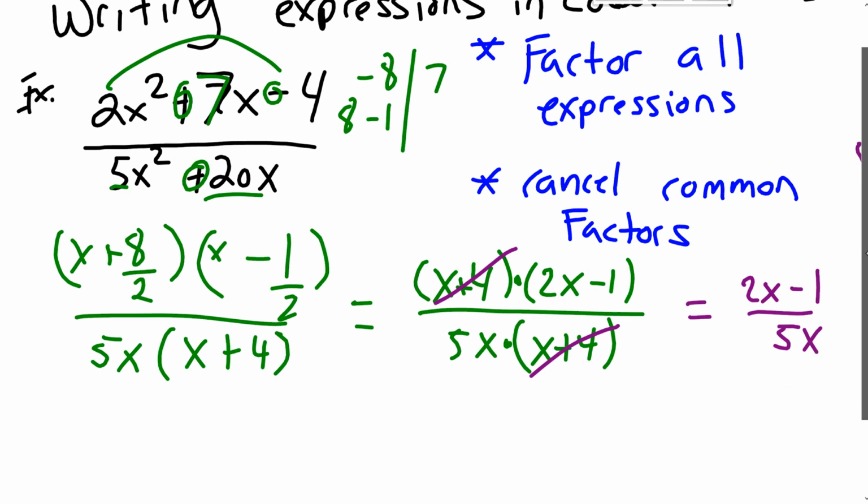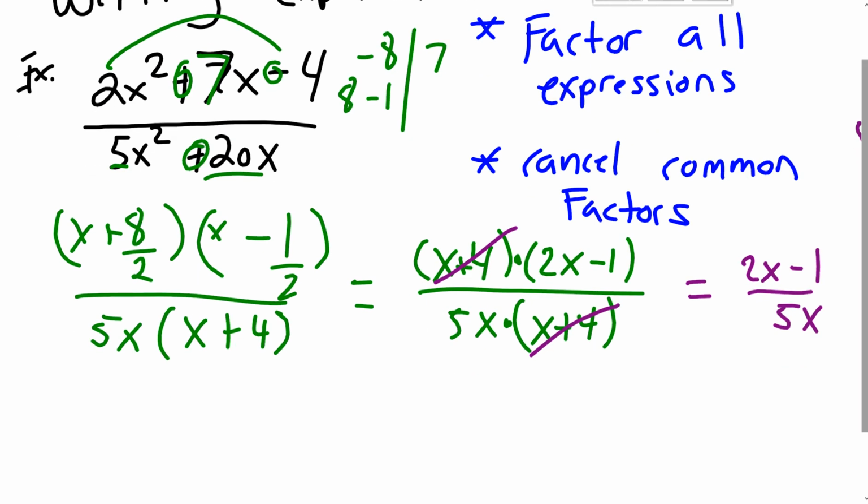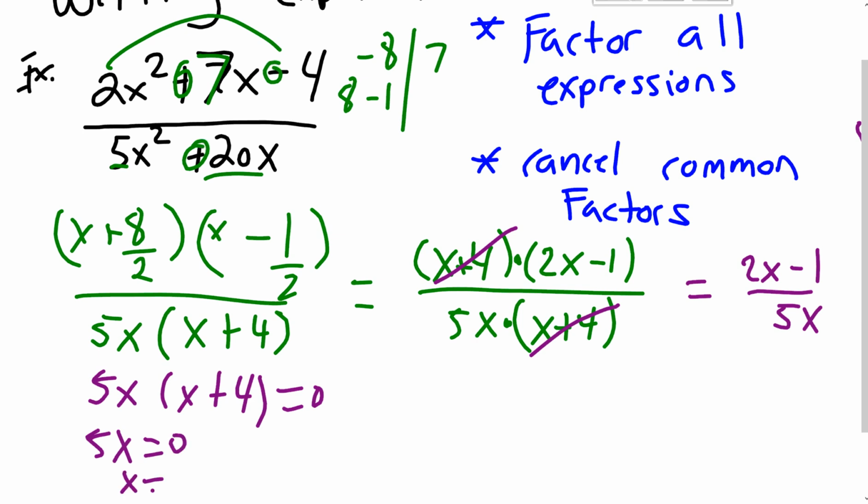Now you want to state your domain. And I probably should actually state my domain in the very first part, which is I set my denominator equal to 0. So 5x times (x plus 4) equals 0. So that means 5x is equal to 0. So x is equal to 0. So that's one restriction on my domain.